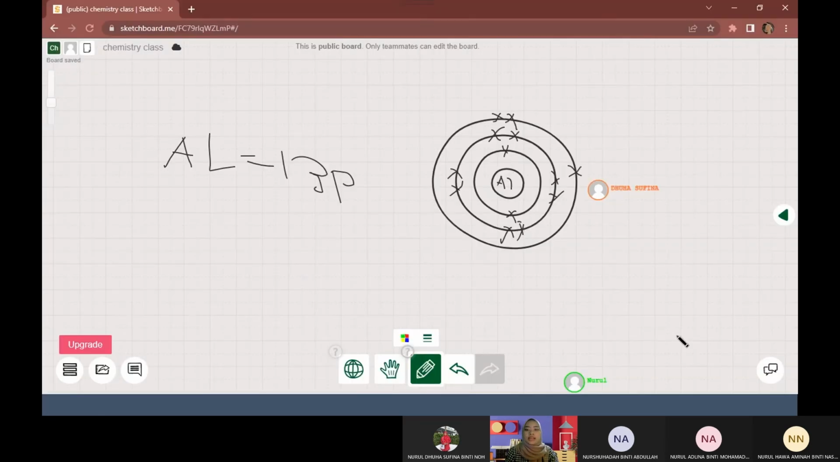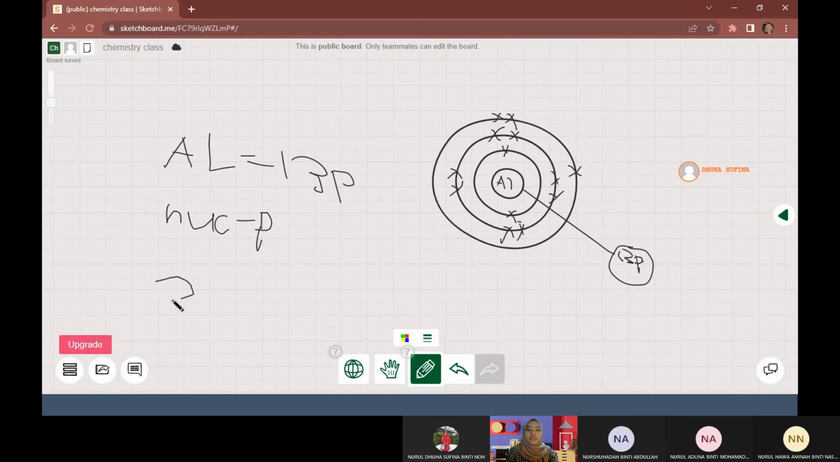Okay, teacher. Here I put it here. Then the neutron, neutron. It's not nucleon. You have to put the neutron. So nucleon minus the proton. Okay. 27. Sorry, my handwriting is very bad. 27 minus 13 is equal to 14. 14 neutrons. This is how you want to draw the atomic structure.